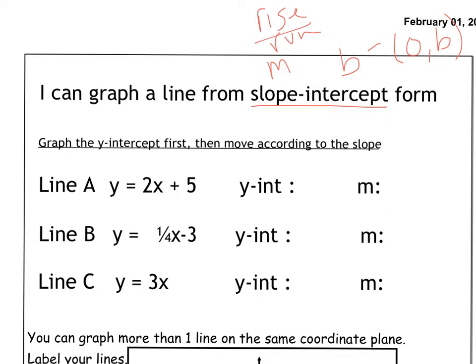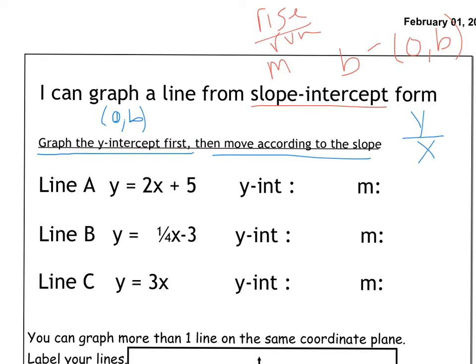So, how you do this is simply you graph starting with the y-intercept, again, starting with your 0 and whatever the value for b is. And then you move according to the slope. Again, going rise over run, which is moving on the y-axis and then on the x-axis.